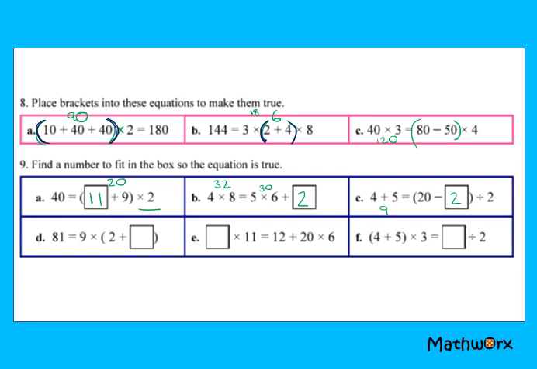Okay, and if we look at D, we have 81 on the left-hand side. And if we have a look at the right-hand side, what do we do to 9 to get to 81? We have to times it by 9. So what do we do to 2 to get 9? We add 7. So 7 plus 2 gives me 9 in our brackets. 9 times 9 gives me 81.